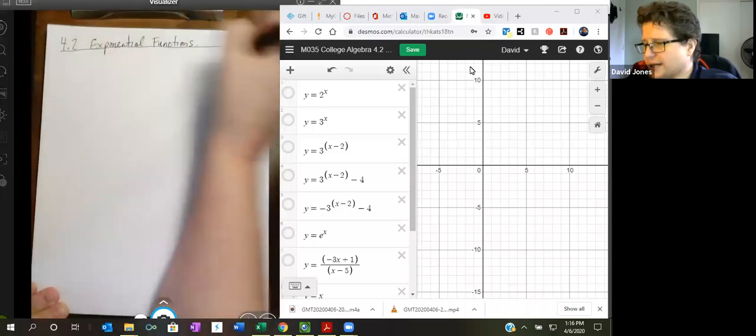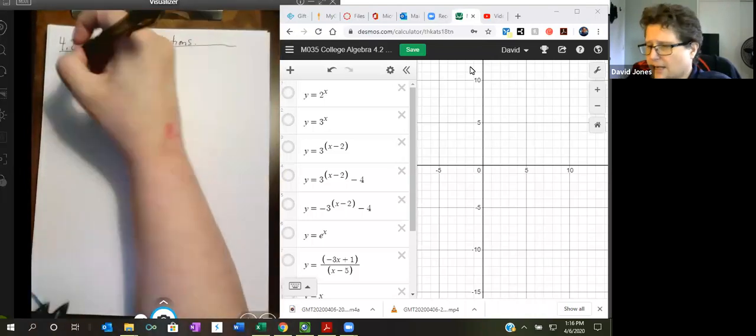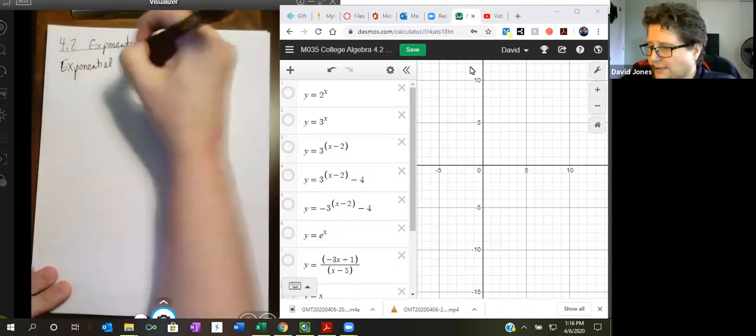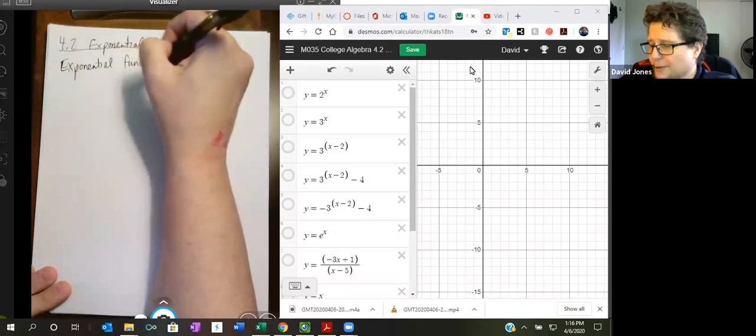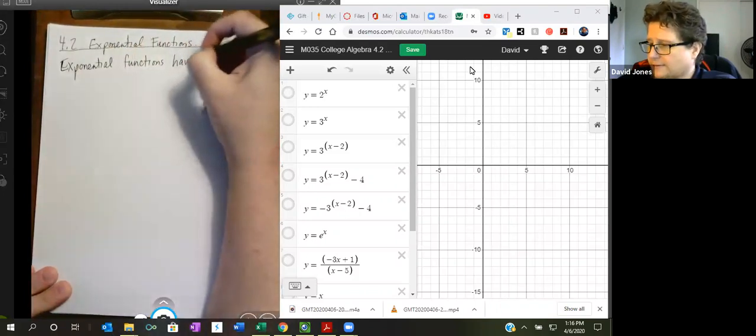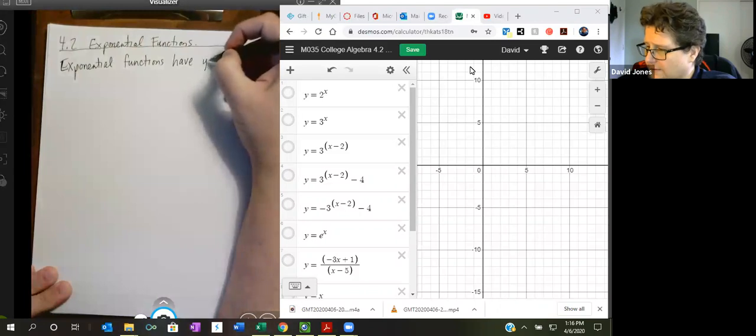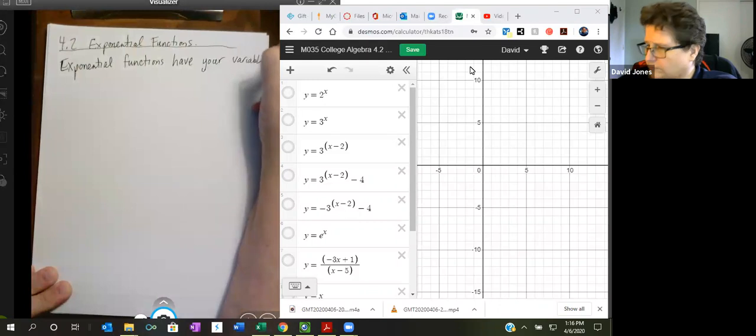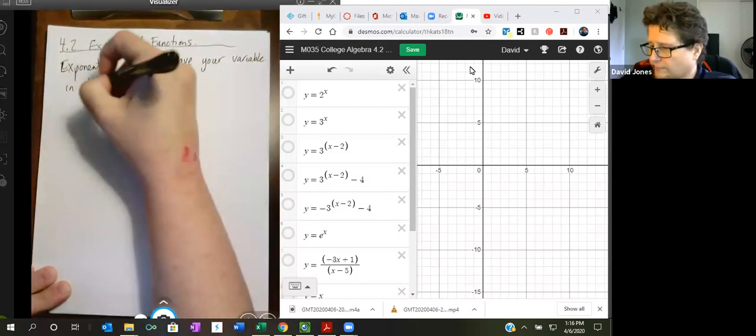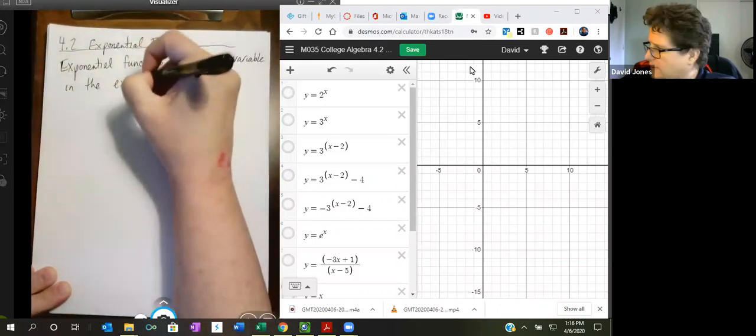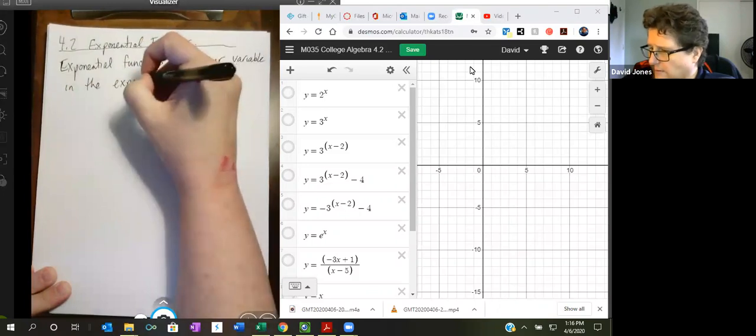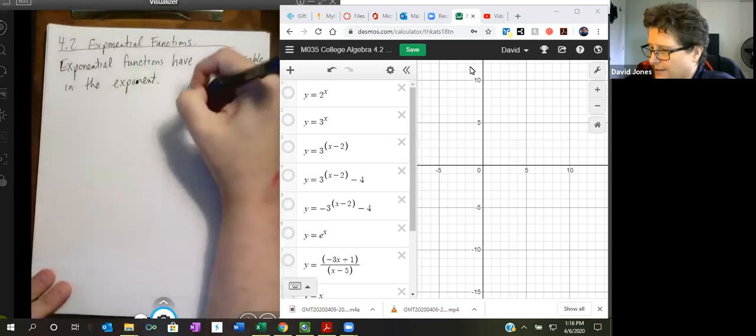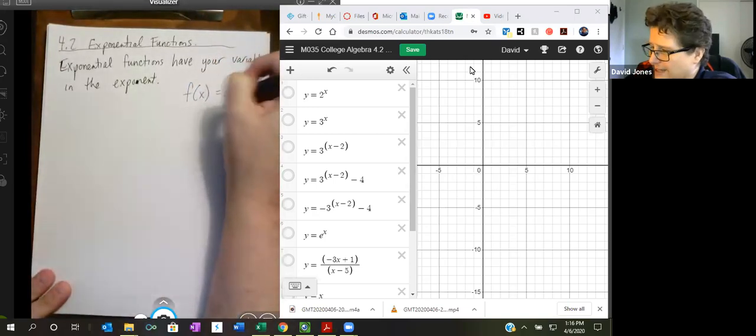What makes a function an exponential function? Exactly this. Exponential functions have the variable in the exponent. In the exponent. And they're often in the form, well, they are in the form f of x equals a to the x.